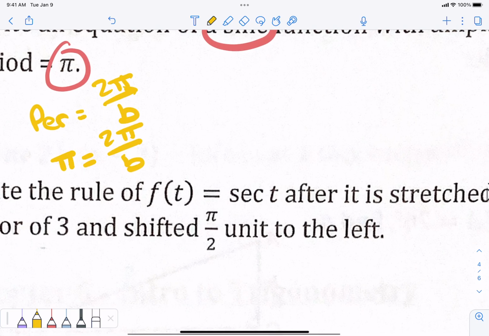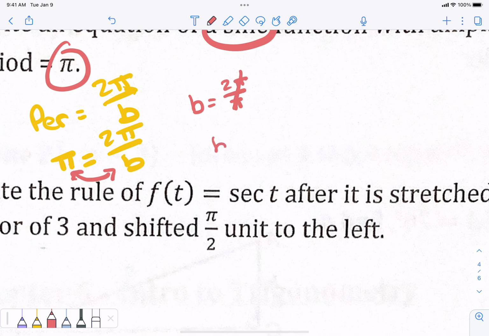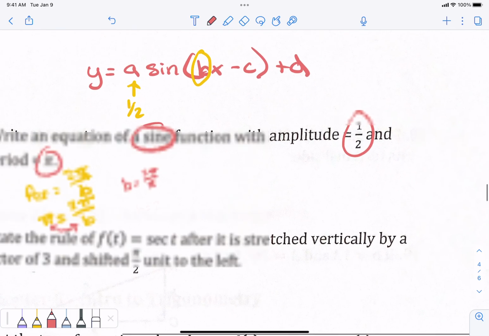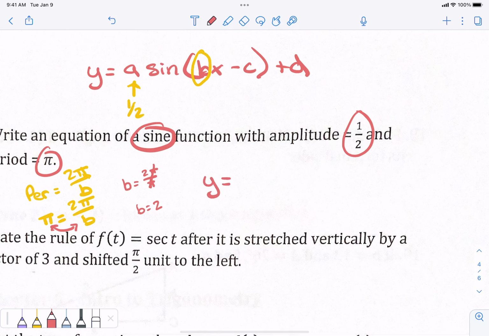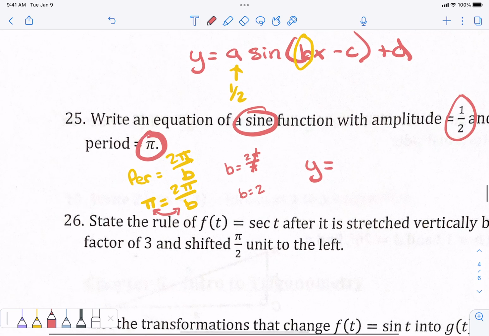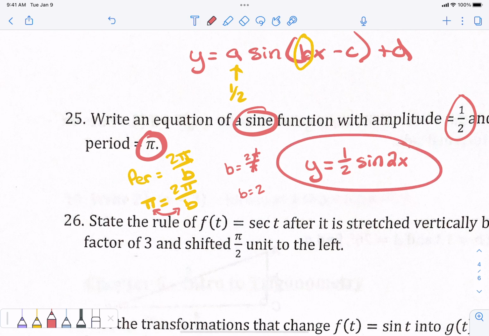Okay? So I can switch places with these two. And b is equal to 2 pi over pi. So b is 2. Okay? So, writing the whole thing out, y equals... They tell me that the period is pi, so it's a half sine, 2x. So you say that b is equal to 2. That's it, because we don't have anything else. They're just giving us those two things, so that's all we fill in, right? And you can put parentheses around the 2x if you want to, or you don't have to.